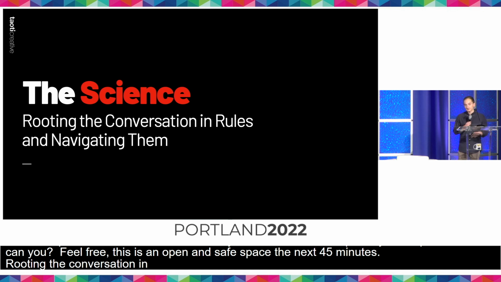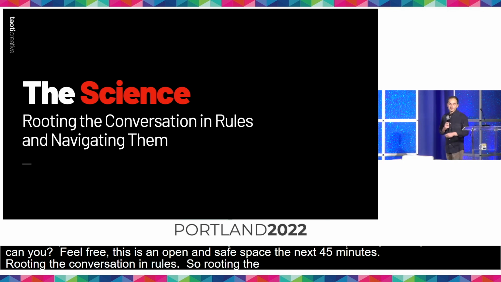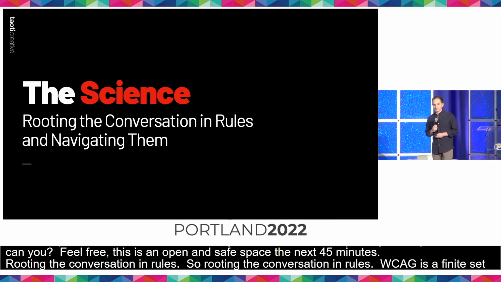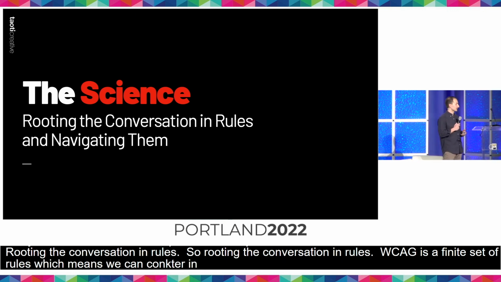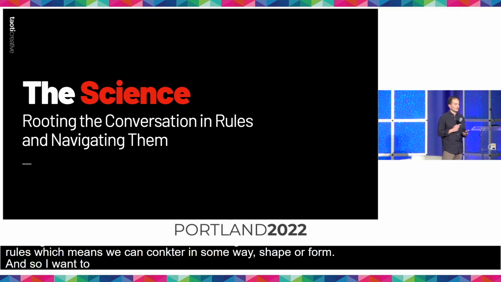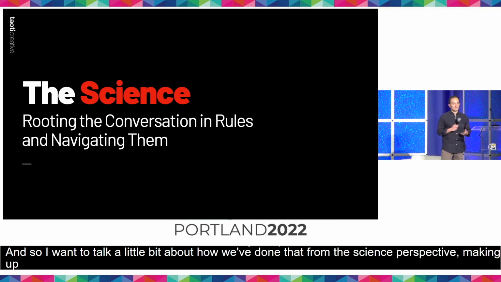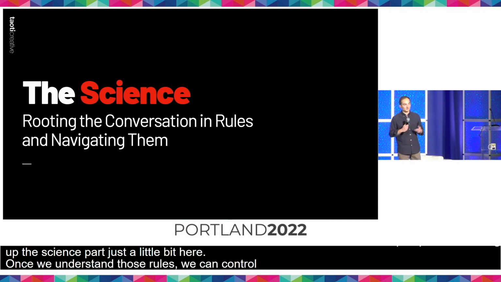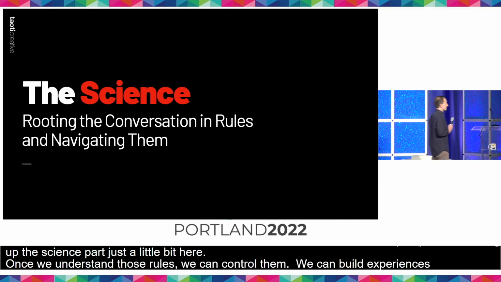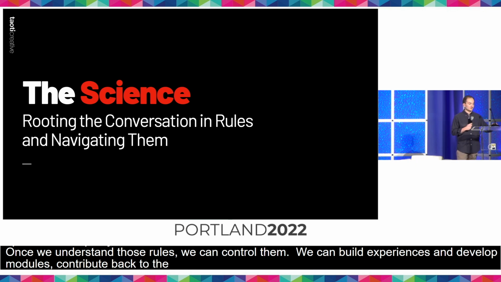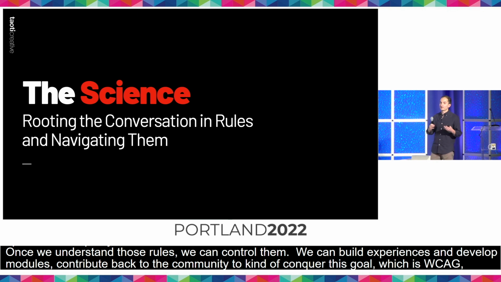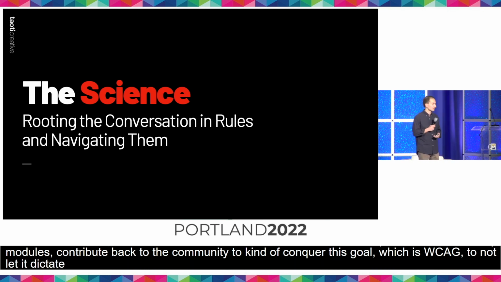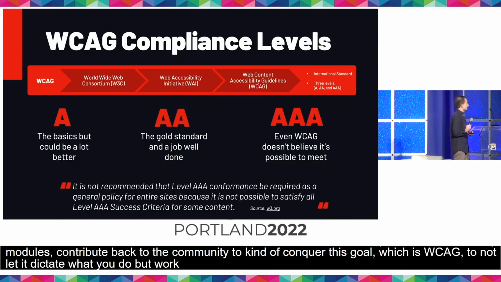So rooting the conversation in rules. WCAG is a finite set of rules, which means we can conquer it in some way, shape, or form. And so I want to talk a little bit about how we've done that from the science perspective. Again, breaking up the science and the art just a little bit here. And once we understand those rules, we can control them. And we can build experiences, and we can develop modules and contribute back to the community to conquer this goal, which is to rule WCAG, to not let it dictate what you do, but work around it within the realm that you're trying to accomplish. So let's jump into it.